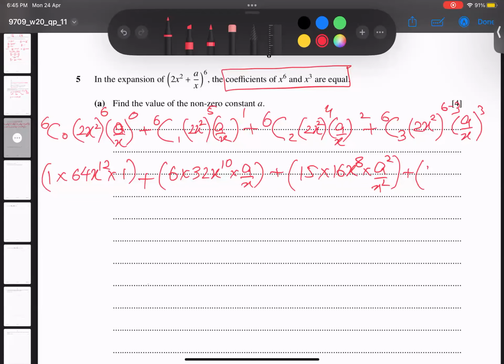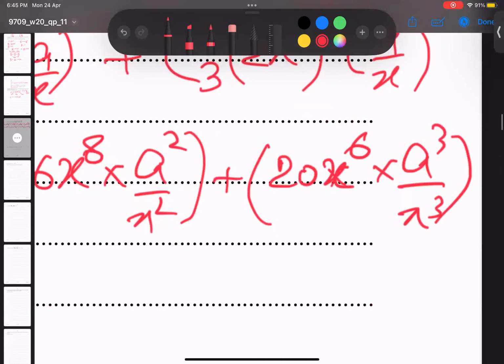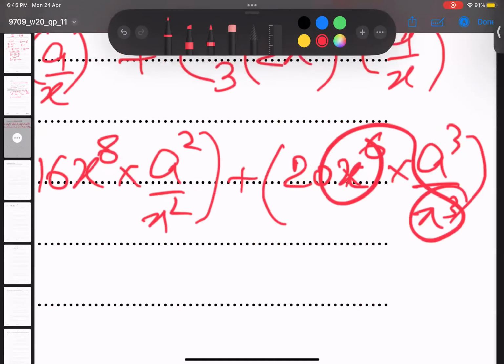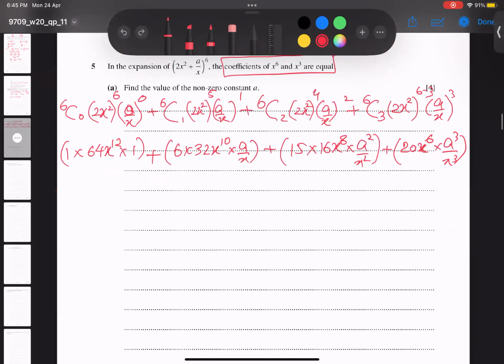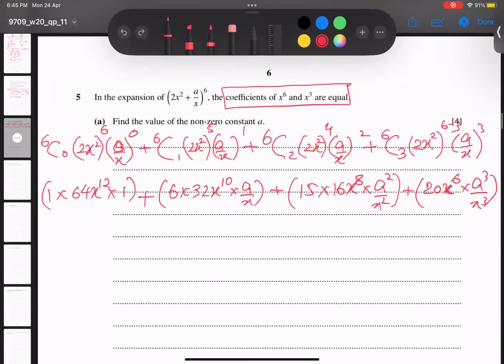So I hope it is clear. It is coming 20, and 3 2s are 6, so x to the power 6 is coming here, and a to the power 3 over x to the power 3. If you simplify these two, you get x to the power 3. So according to the situation, he said that the coefficient of x to the power 6 equals the coefficient of x to the power 3.